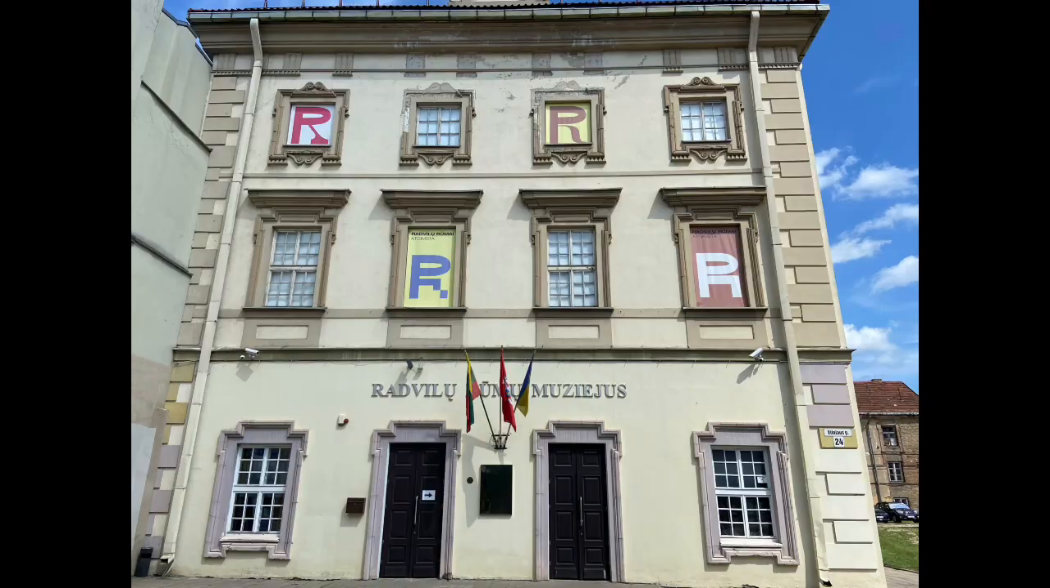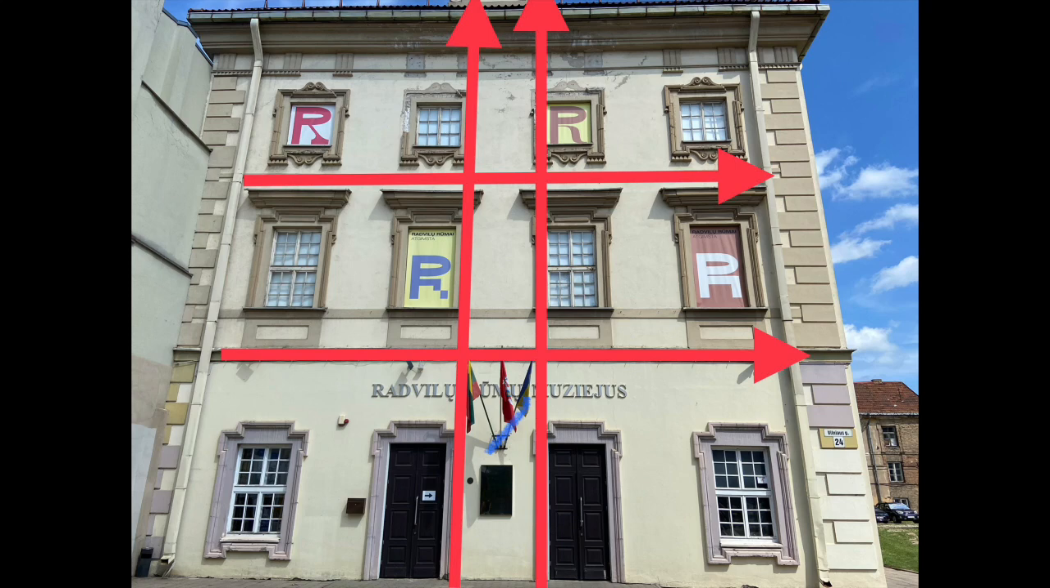Now I'm standing in front of the Radvila Palace, which is now the Radvila Art Museum. It's got brighter colors. It has square windows as opposed to the pointy windows popular in Gothic design. And it's very symmetric, has a lot of straight lines in it. So Renaissance art and Renaissance architecture are often defined by their obsession with lots and lots of straight lines.